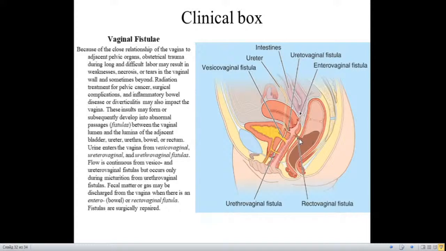And they can be rectovaginal fistula, when an abnormal communication between the rectum and vagina appears. Of course, in this case, contents of the rectum can move to the vagina, or a vesicovaginal fistula or urethrovaginal fistula. In this case, urine will be discharged not only to the external environment via the external urethral orifice, but also will be leaking into the cavity of the vagina.